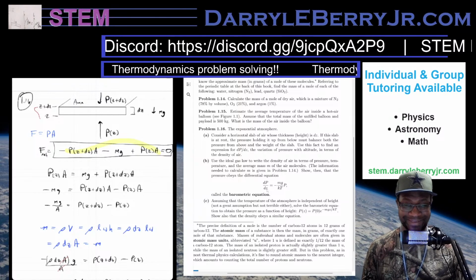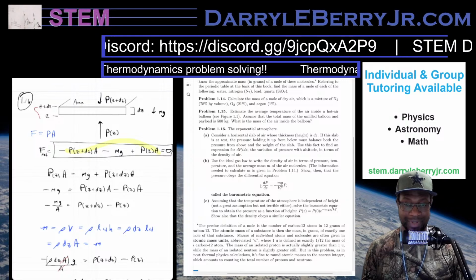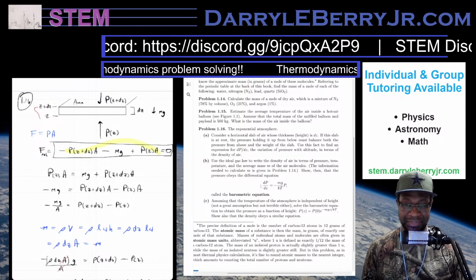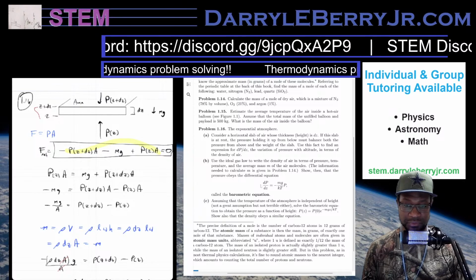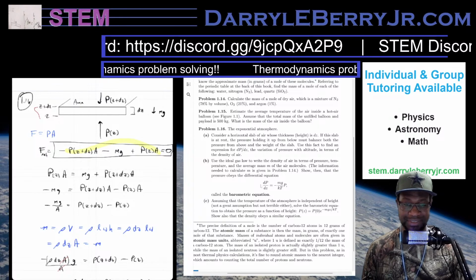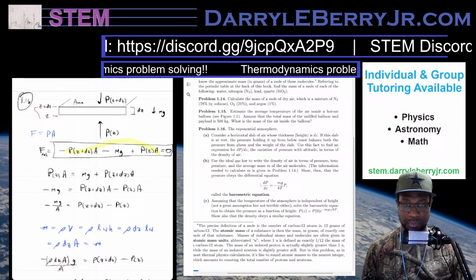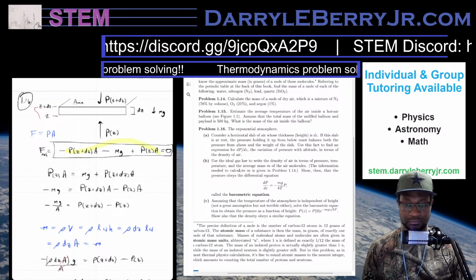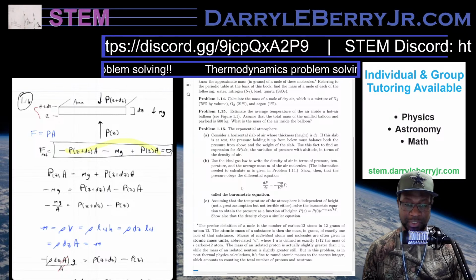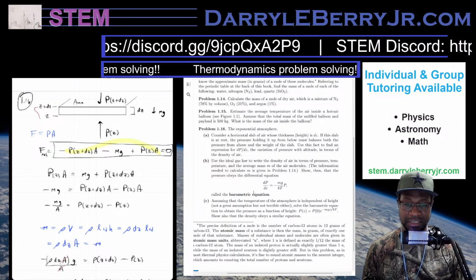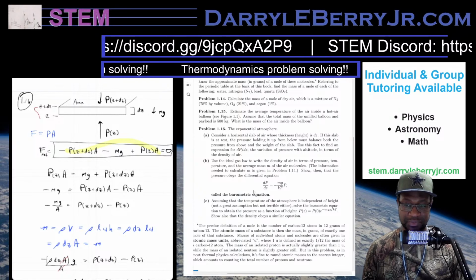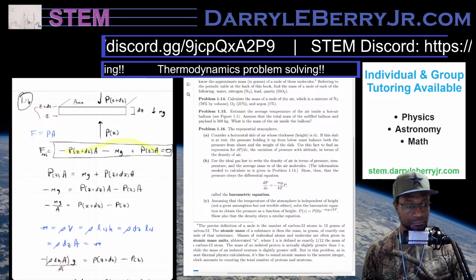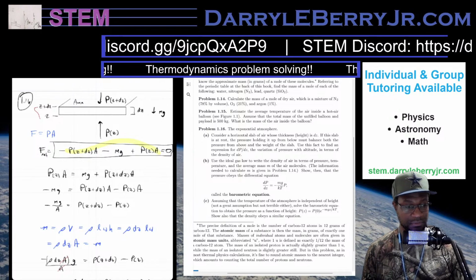Part B says use the ideal gas law to write the density of air in terms of pressure, temperature, and the average mass of the air molecules. The information needed to calculate m is given in problem 1.14. Show then that the pressure obeys the differential equation dP/dz equals negative mg P over kT, called the barometric equation. Okay.